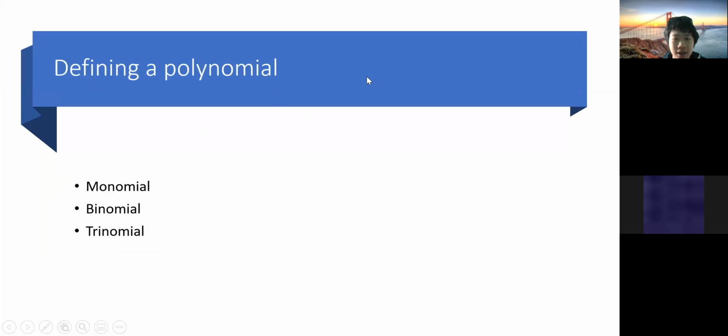So how do we define a polynomial? There are 3 special types of polynomials. These are a monomial, a binomial, and a trinomial. If you think about bikes, mono basically means 1, bi means 2, and tri means 3. Tricycle, bicycle. For a one-wheeled bicycle thing, it's actually called a unicycle.